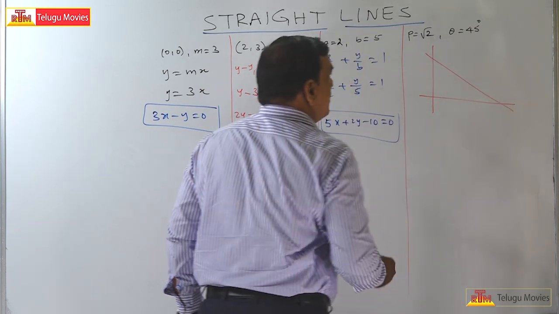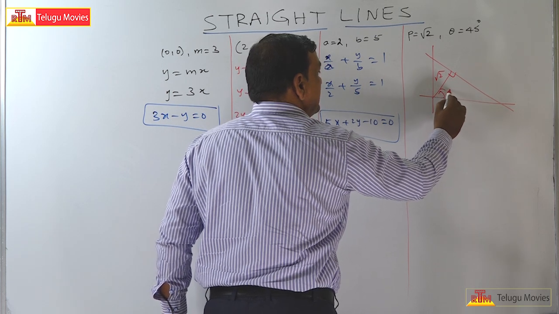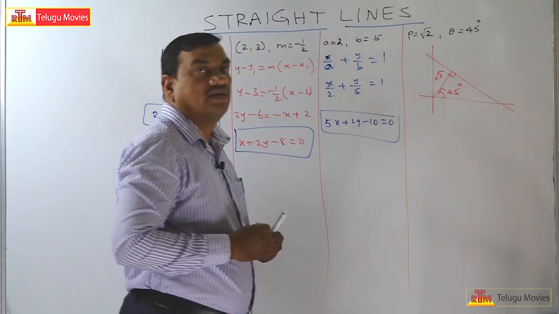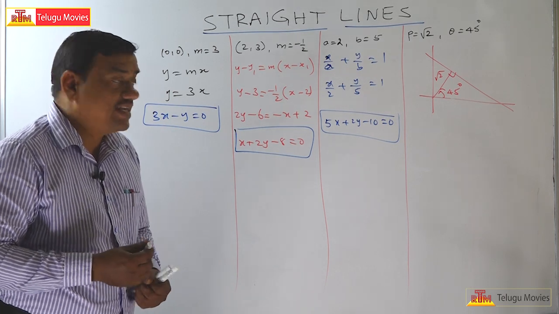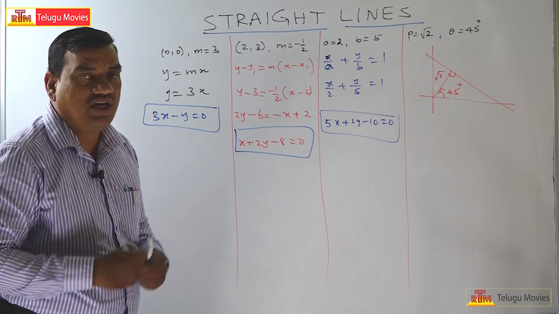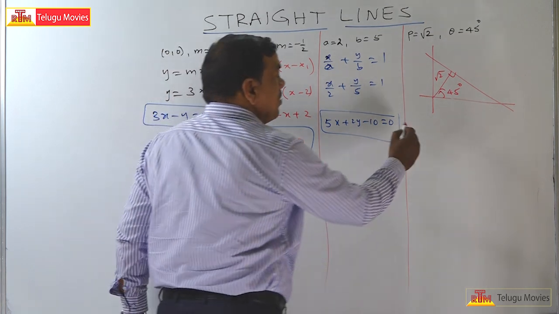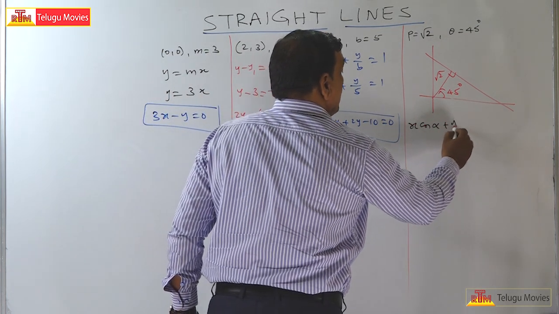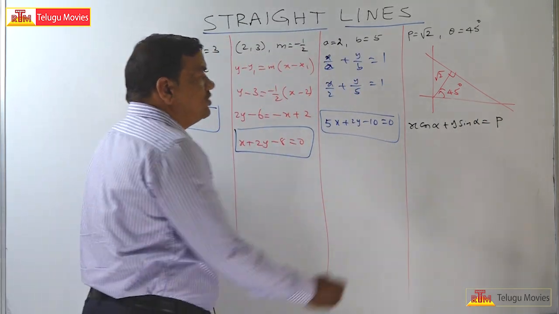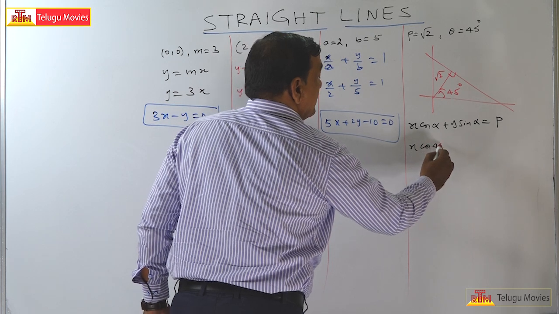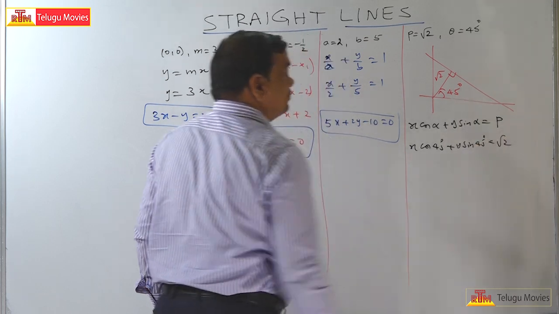So it is at a distance of 2 root 2 units, and it is making an angle of 45 degrees. That is the perpendicular. The perpendicular makes an angle 45 degrees with x-axis in the positive direction. Then what is the equation of the line? There we will apply normal form. What is that normal form? X cos alpha plus y sin alpha is equal to p. So this is equal to x cos 45 degrees plus y sin 45 degrees is equal to root 2.